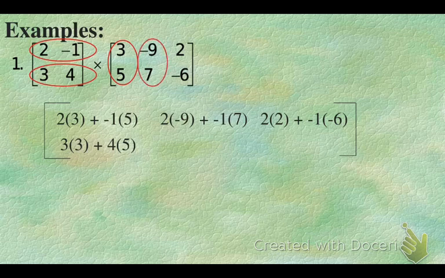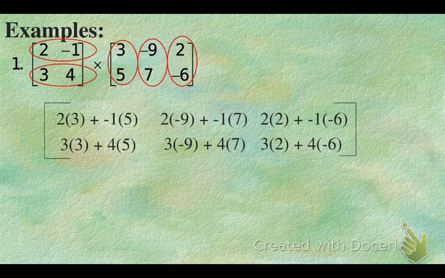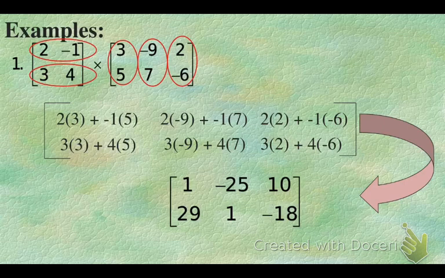Again, we move to the second row, second column. So we're multiplying 3 by negative 9 and 4 by 7. The last step is to multiply the second row, third column together. So 3 times 2 and 4 times negative 6. Our answer, then, when we simplify all of this together, would be a 2 by 3 matrix: 1, negative 25, 10, 29, 1, and negative 18.